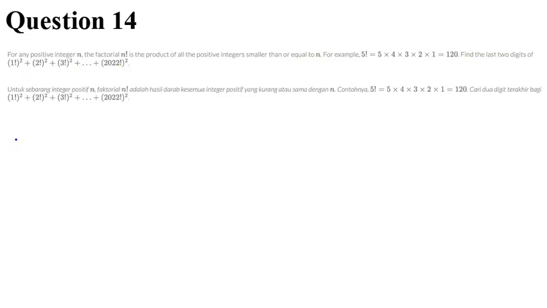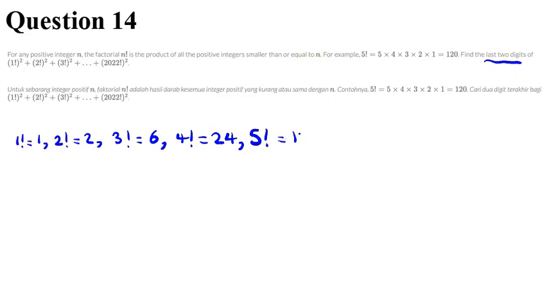Okay, so 1 factorial is what? 1. It says last two digits. 2 factorial is what? 2. 3 factorial is 3 times 2 times 1, 6. 4 factorial is 4 times the previous one, 24. 5 factorial is what? 120. And because it considers squared, 5 factorial squared, if you consider that, it will be what? It will be 14400. And because it is a multiple of 10, 6 factorial also has 0 at the end.